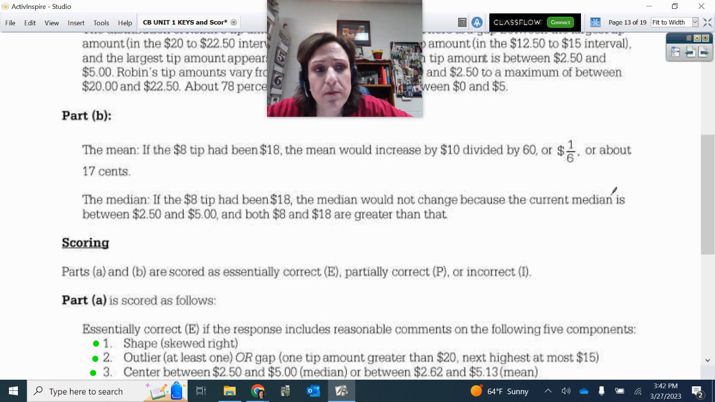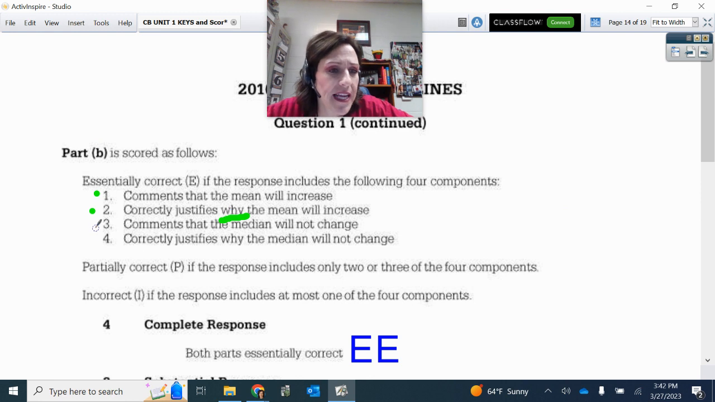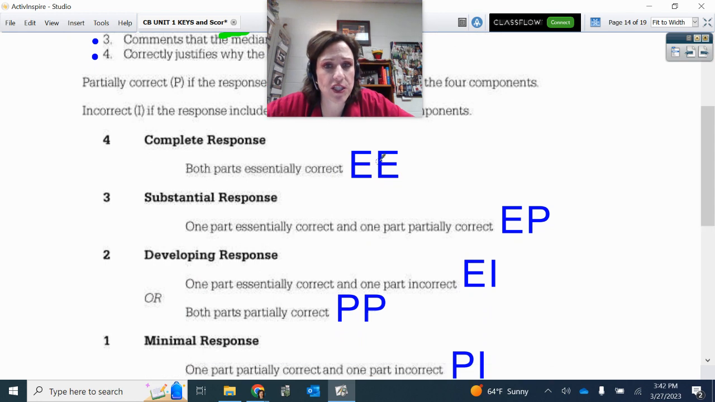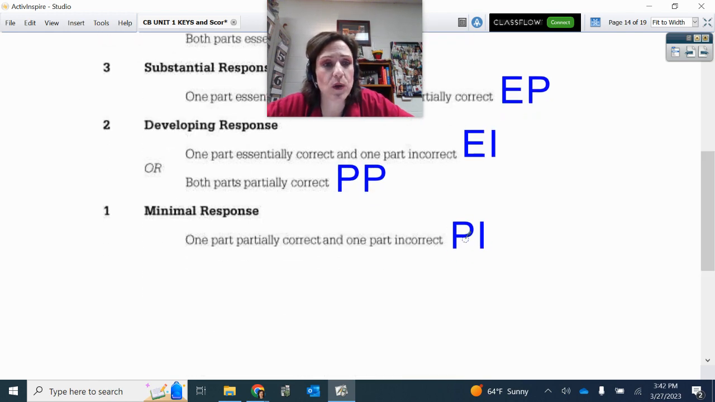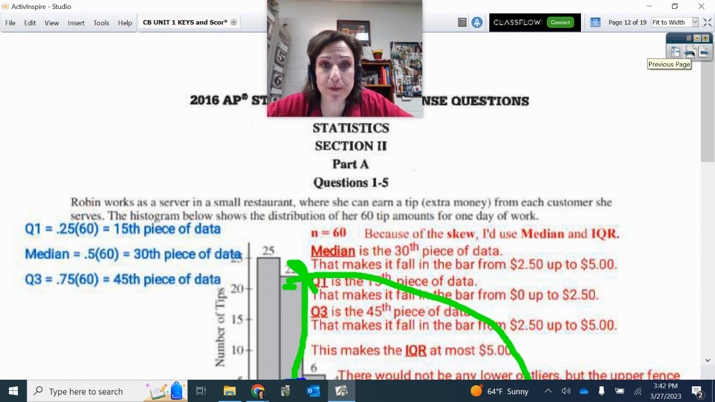The median would not change because the current median is between 250 and 5, and both 8 and 18 are greater than that. So I think you probably could have done a little bit better explaining, but here's what they had to say. Comment that the median doesn't change and justify why that is the case. So there were only two components. So if you got both essentially correct, you got a 4, and EAP was a 3. EI or PP was a 2, and a PI was a 1. All right, so that's the end of that problem. That was what, 2016 problem number 1.